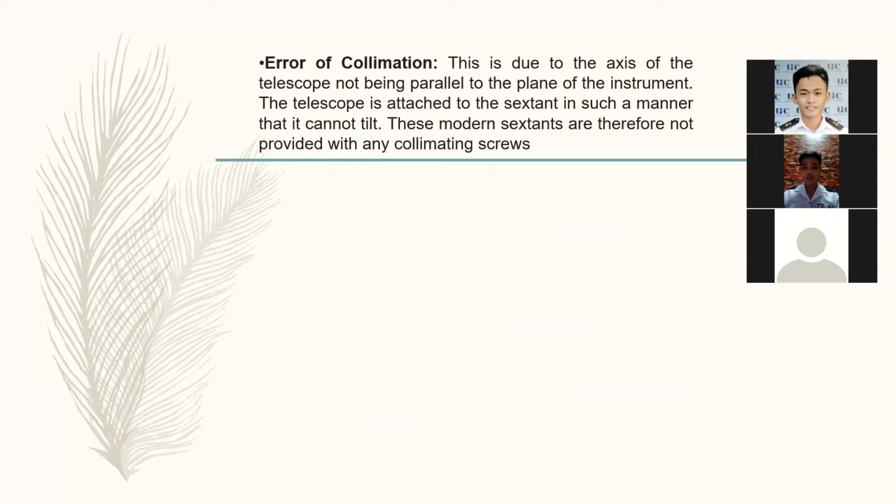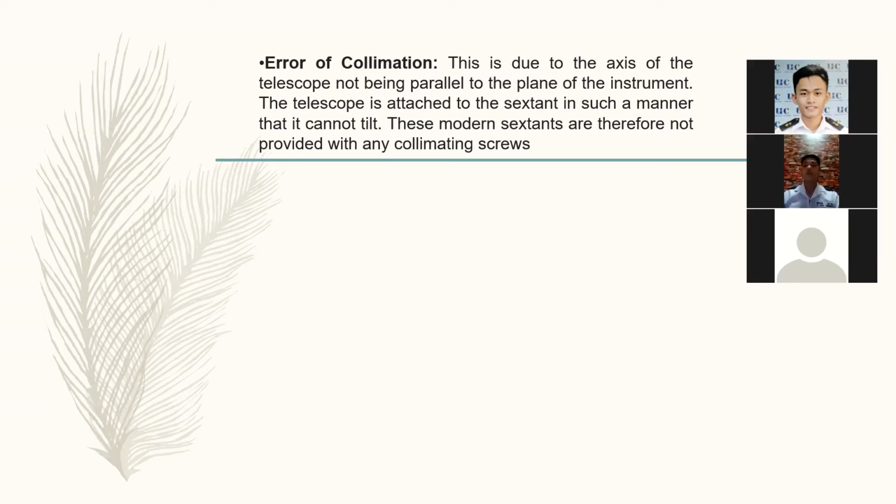This error of collimation is due to the axis of the telescope not being parallel to the plane of the instrument, or the telescope is not attached to the sextant in such a manner that it cannot tilt. Modern sextants are therefore not provided with any collimating screw. Actually guys, the error of collimation is non-adjustable, but in the earlier sextant, the error of collimation was included among the adjustable errors.